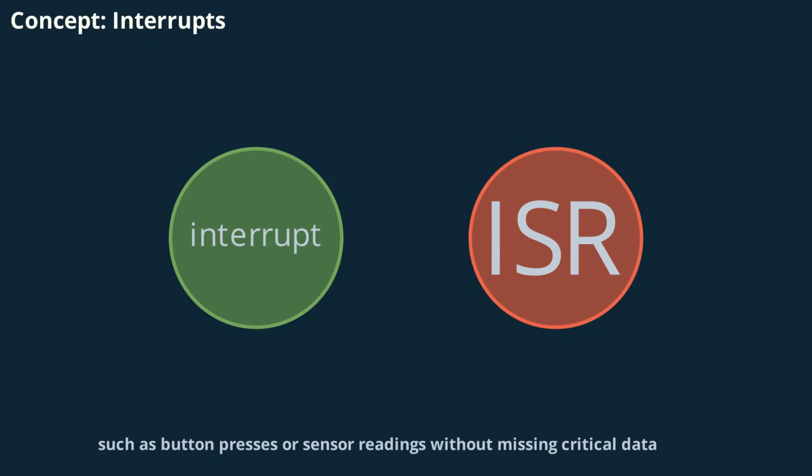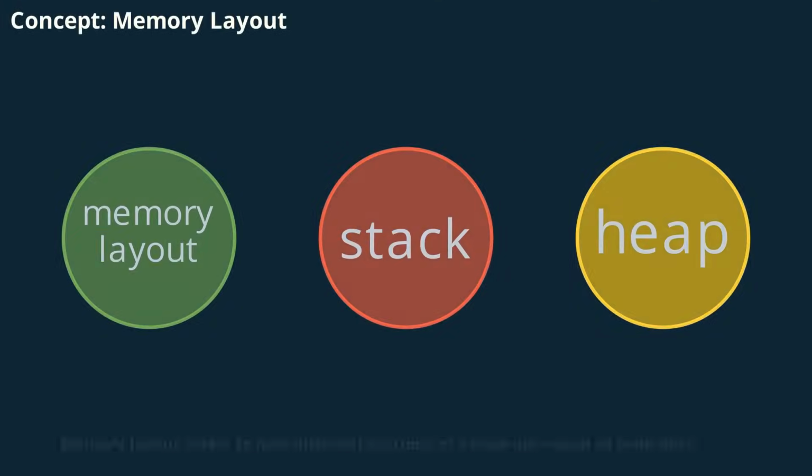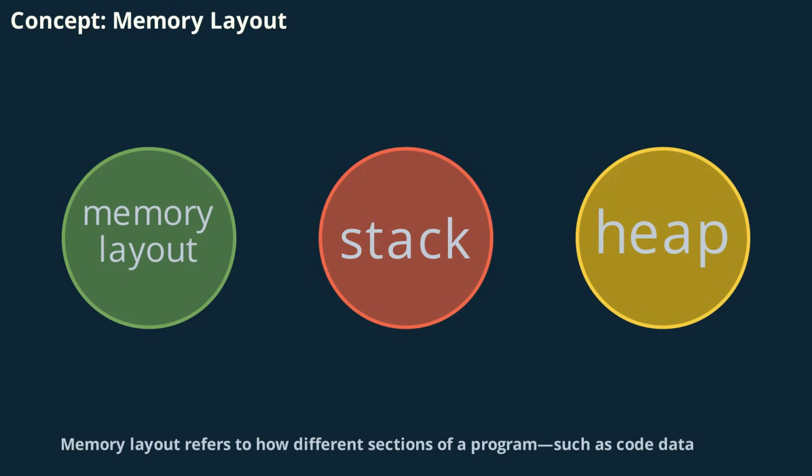Memory layout refers to how different sections of a program, such as code, data, and stack, are arranged in the memory of an embedded system.